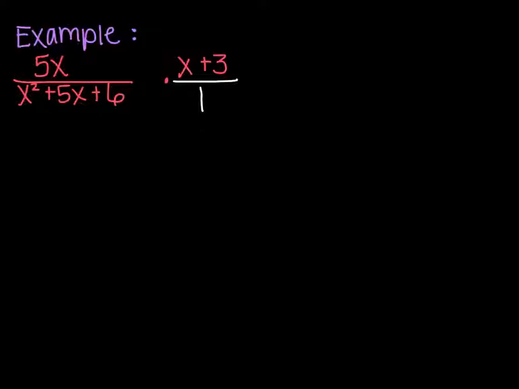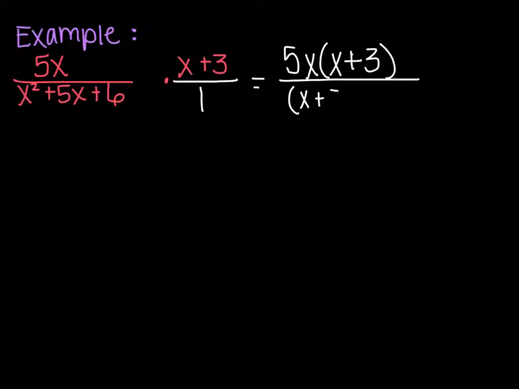So when I multiply across, I'm going to keep my 5x separate from my x plus 3. And then I'm going to factor my denominator. So I'm looking for two numbers that multiply to be 6 and add to be 5. And I'm going to get x plus 3 and x plus 2.